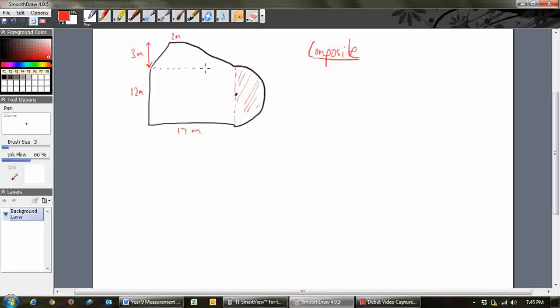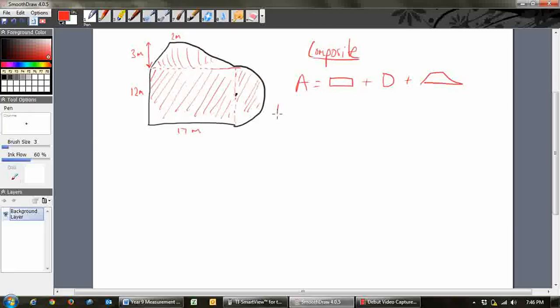Also, if we put this partition across here, we've got a rectangle, so we can find that area too, no problems. And also up here we have a trapezium, and we can find that area there as well. So really our area is going to be all these three added up: a rectangle plus half a circle plus a trapezium. So let's do this. Firstly I'll find the area of our rectangle. Rectangle is equal to, simple, it's just 12 times 17.